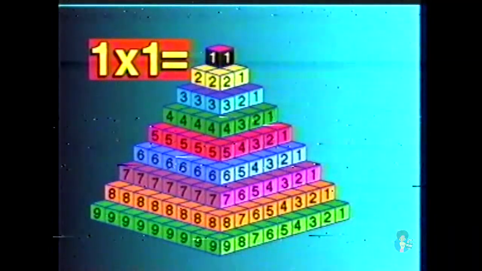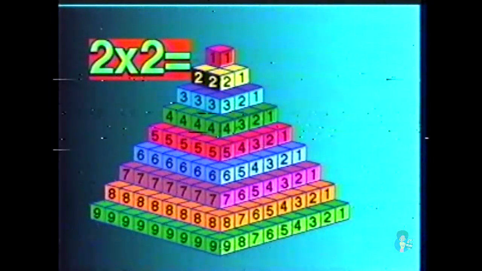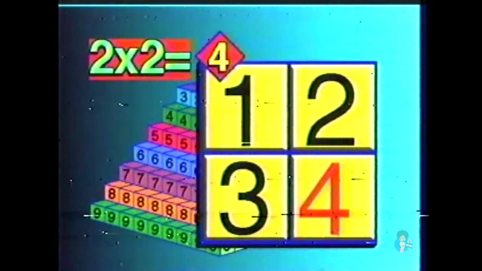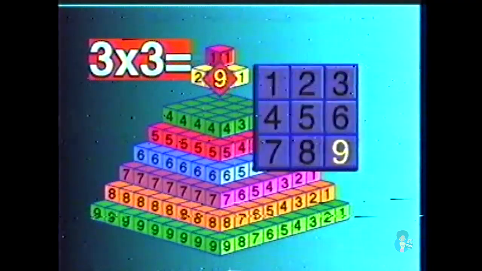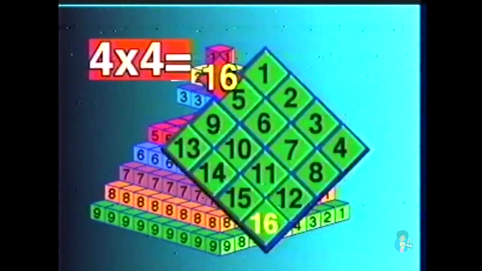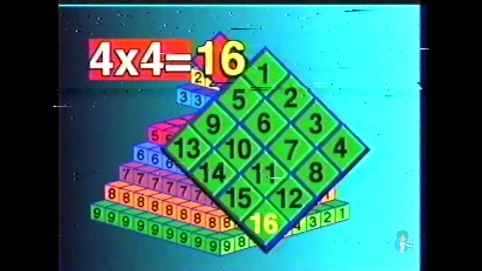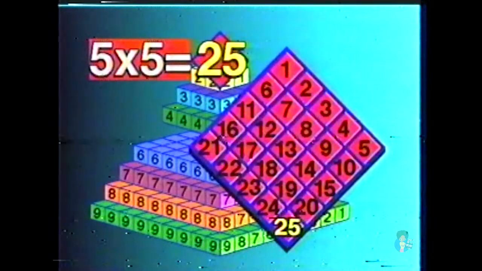1 times 1 is 1. 2 times 2 is 4. 3 times 3 is 9. 4 times 4 is 16. And 5 times 5 is 25.